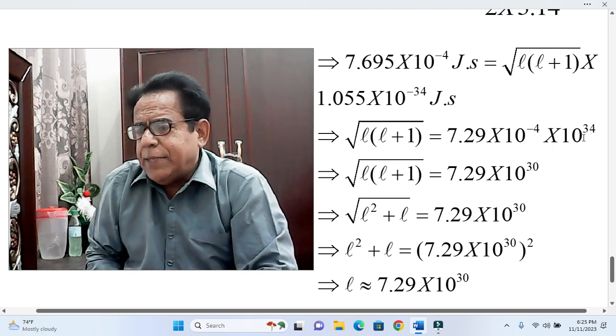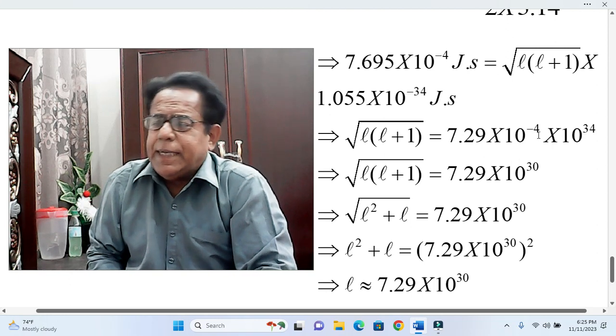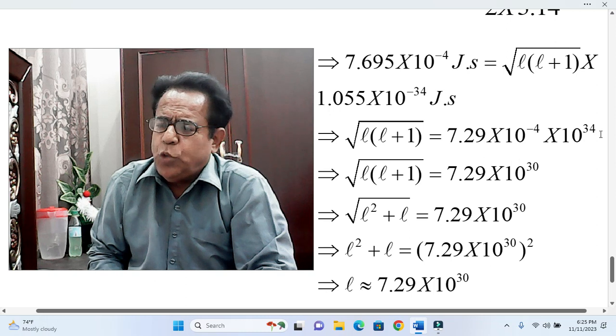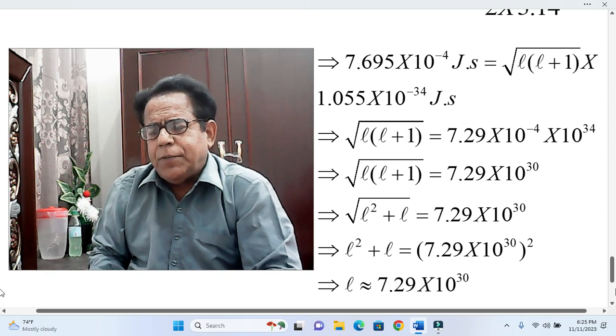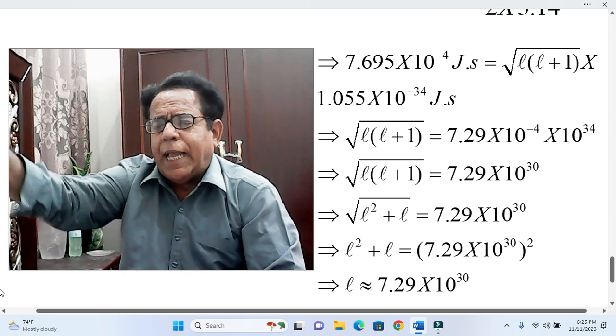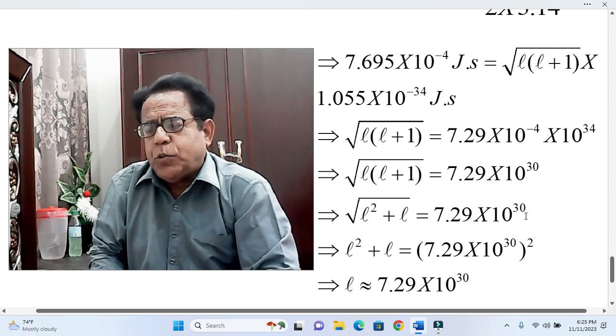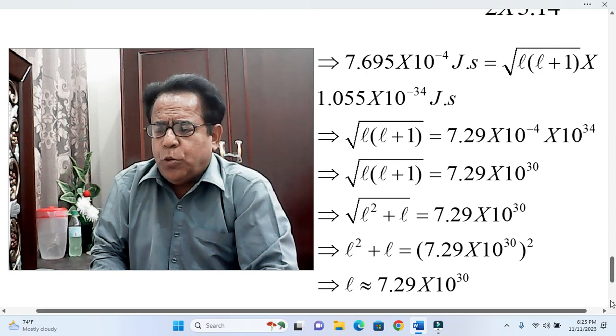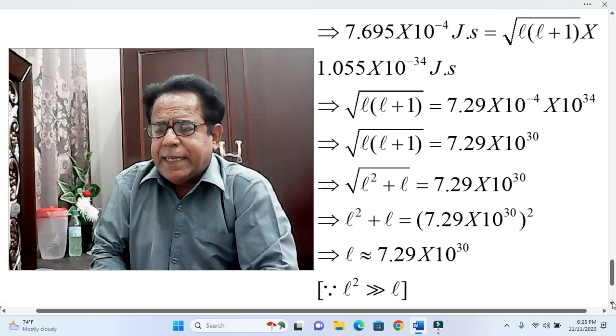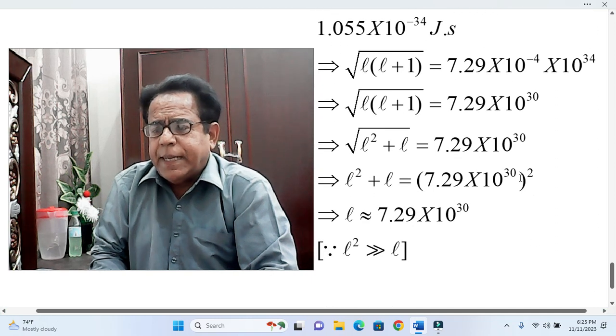Actually 10 raised to the power 34 is plus while 10 raised to the power minus 4 is minus, so it will become 10 raised to the power 30. This implies that within the bracket, l square plus l under root is equal to this. If we take square on both sides, we will get l square plus l is equal to this square.